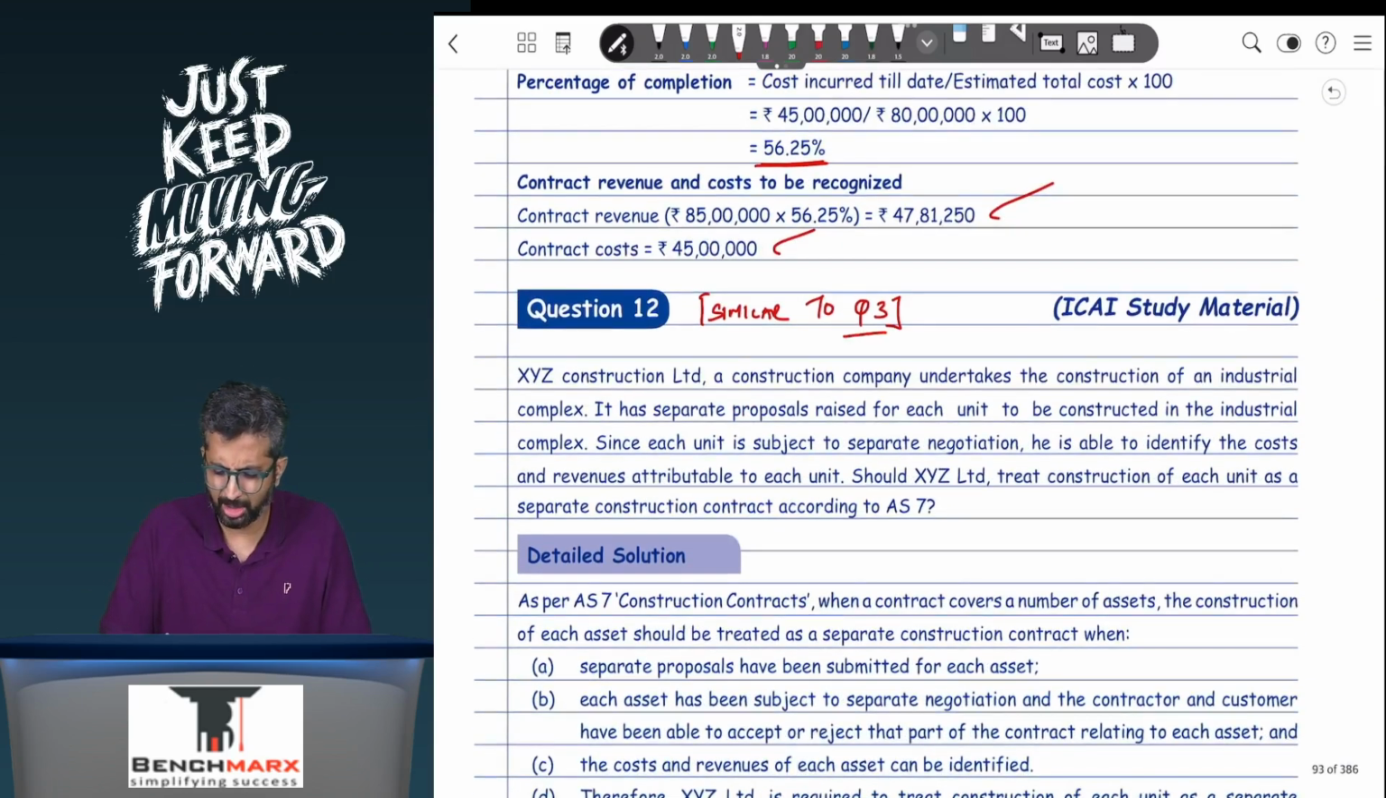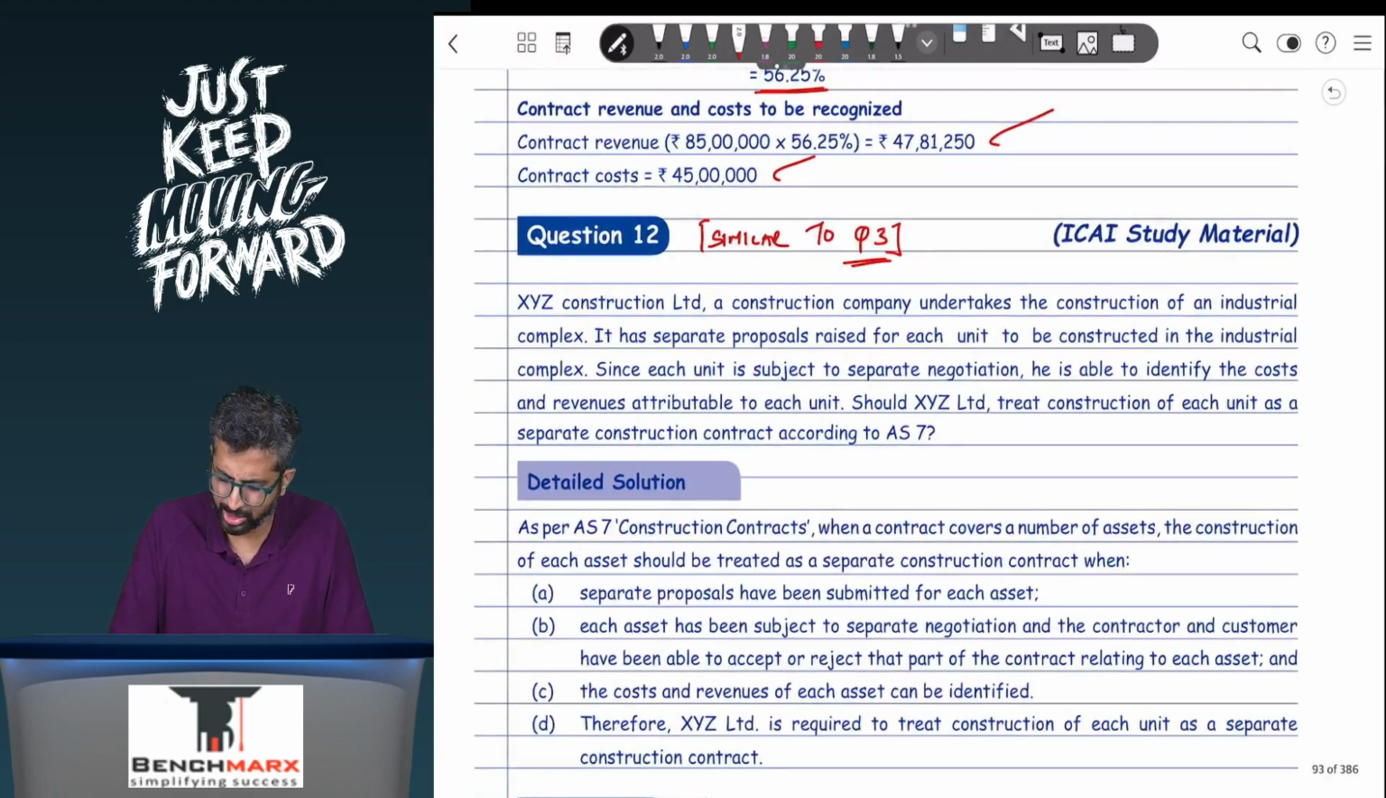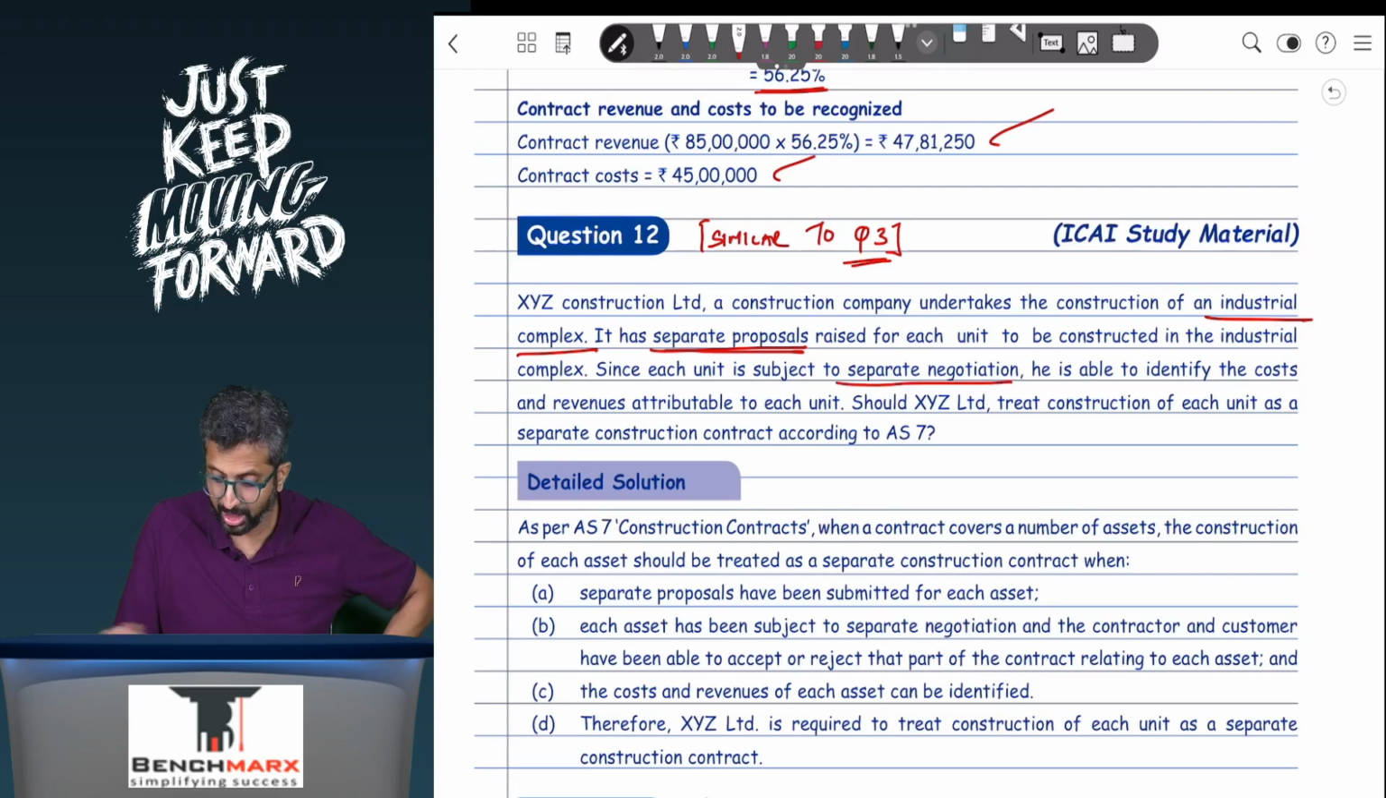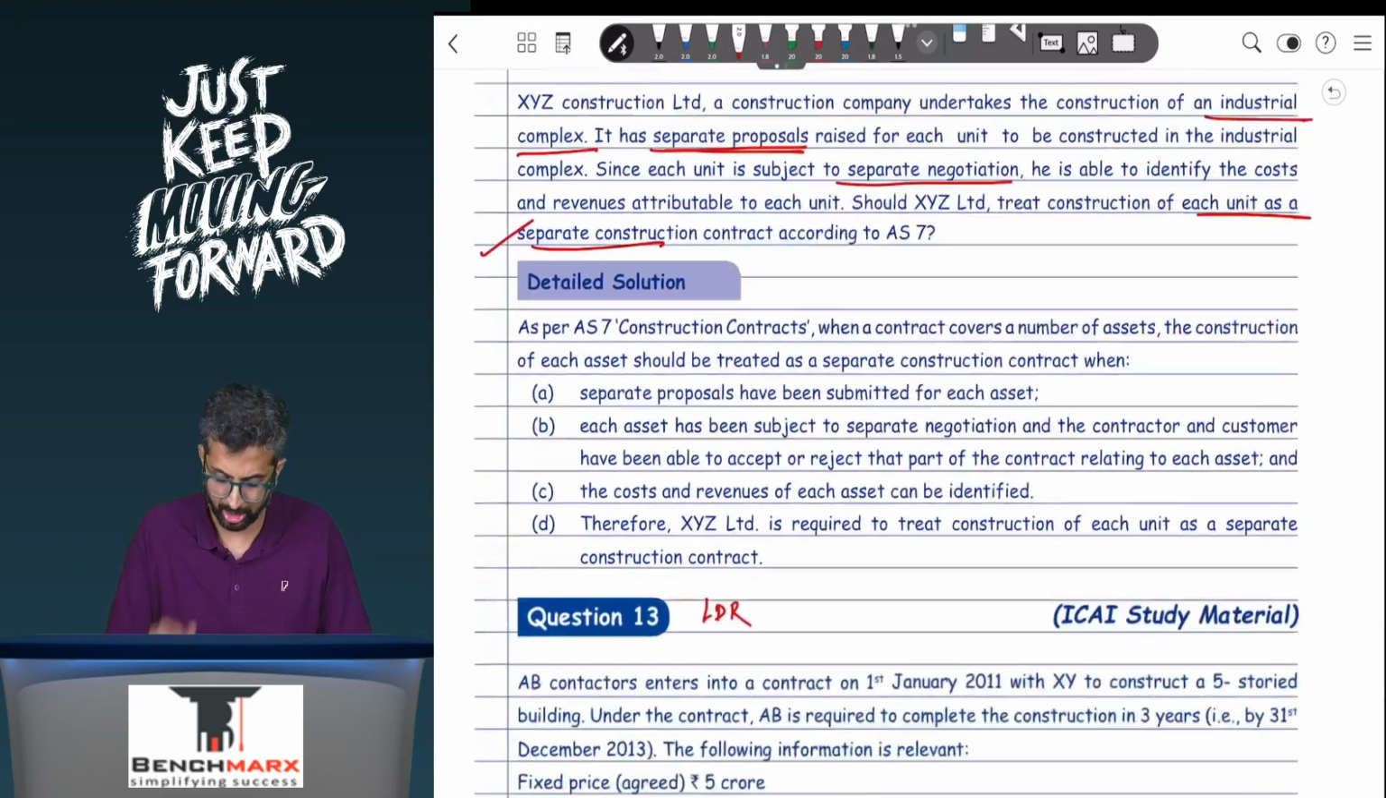Question 12 is again similar to question 3 where there are multiple projects. You are constructing an industrial complex. Once there was a bridge, once there was a dam, once there was a commercial complex. It has separate proposals very clearly given. Each unit is subject to separate negotiation. In which case should you treat it as a separate contract? Yes, this will be a separate contract.